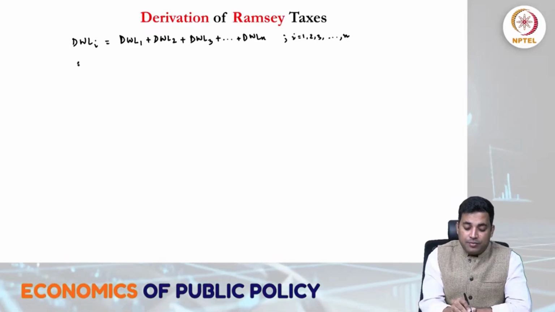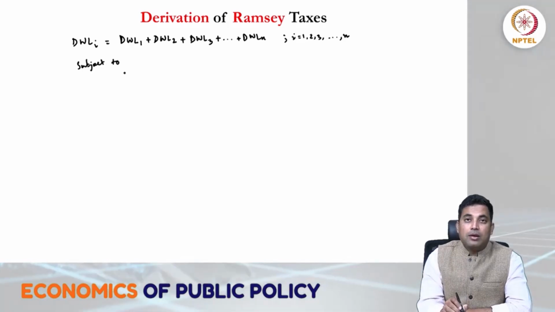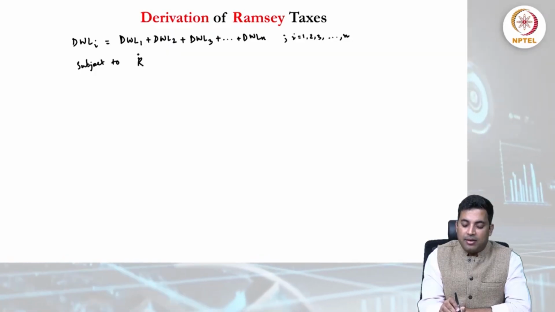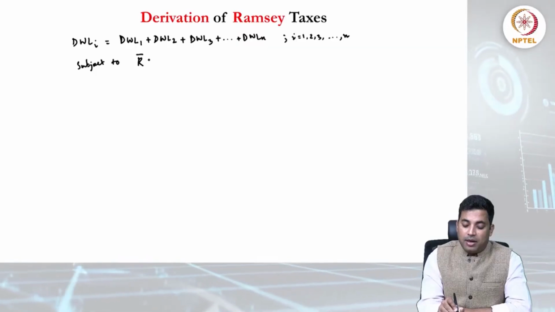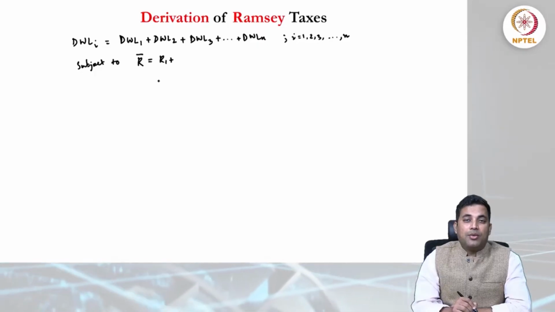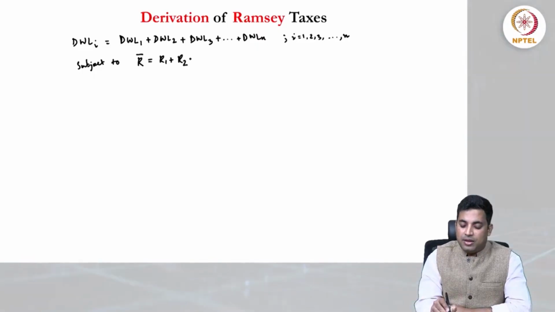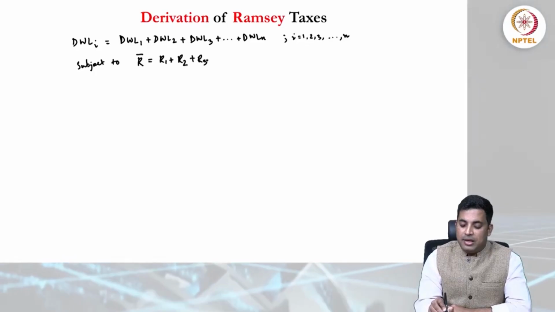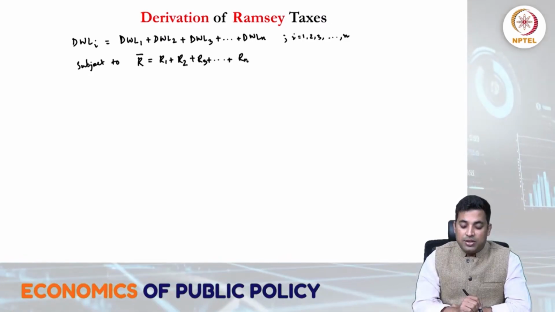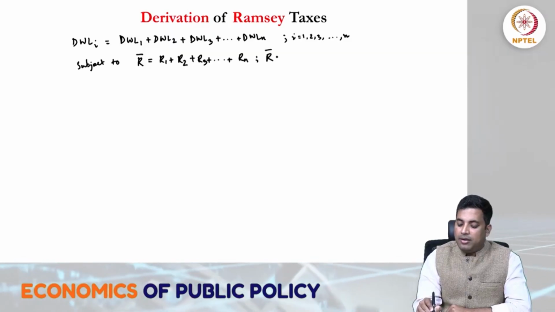So this is subject to our total revenue target. Let us assume that total revenue target is R bar, which is fixed. Total revenue R1 is coming from the first individual, R2 is coming from the second individual, and R3 is coming from the third individual. Likewise, Rn is coming from the nth population.